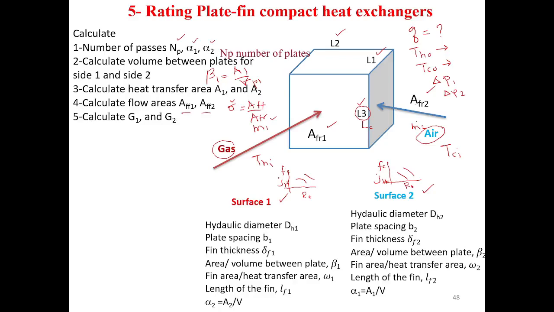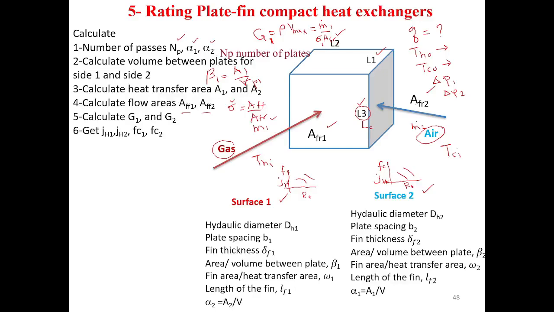Once you did that, you can calculate G. We have said that G, the mass velocity, for example G1, is by definition rho multiplied by Vmax, or it can be written as m dot divided by sigma times the frontal area. If you talk about 1, this is 1, 1, and 1. So if you divide the mass flow rate by sigma multiplied by the frontal area, you get G. You do the same thing, of course, for side number 2. So now in step number 5, we have calculated the mass velocity for each of the two sides.